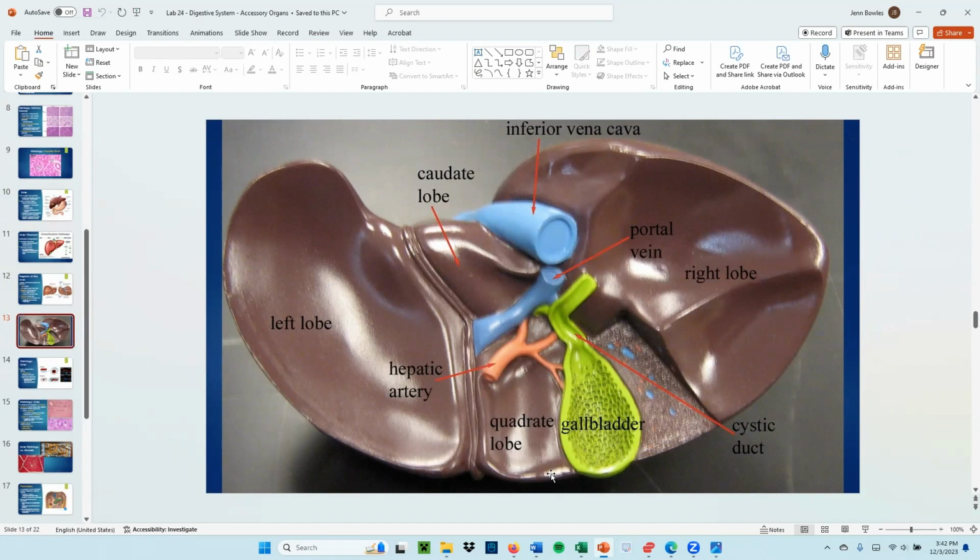Quadrate lobe is going to be this quadrangular shaped guy, and it sits right next to the gallbladder. So I just go ahead and study those two together, try to associate them. And then that leaves the smallest lobe, which is the caudate lobe. One way that you might remember this is caudal refers to tail. So this is kind of towards the tail and the posterior end of the body.